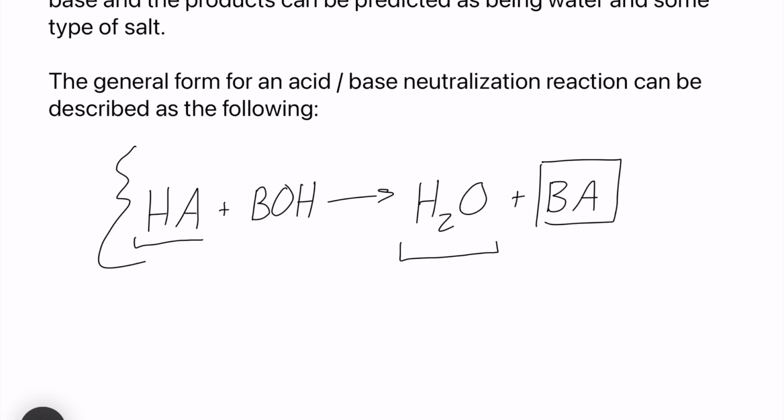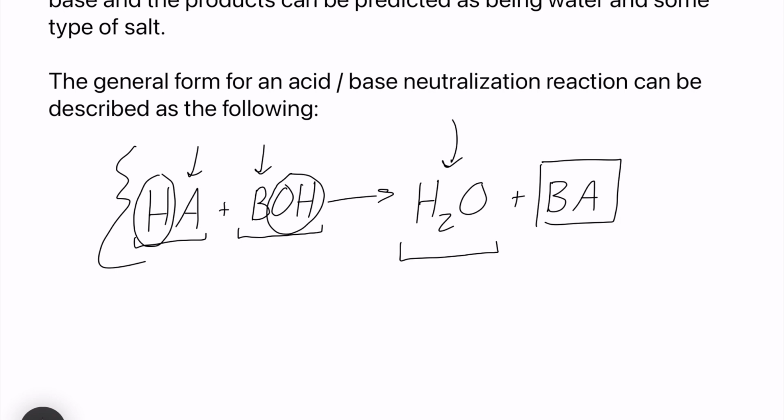Remember, HA is going to be our acid in the reaction, and BOH can be described as our base. And again, it is going to result in water because that H+ ion and the OH- ion will be interacting. What's going to be left is our cation from our base and the anion from our acid.